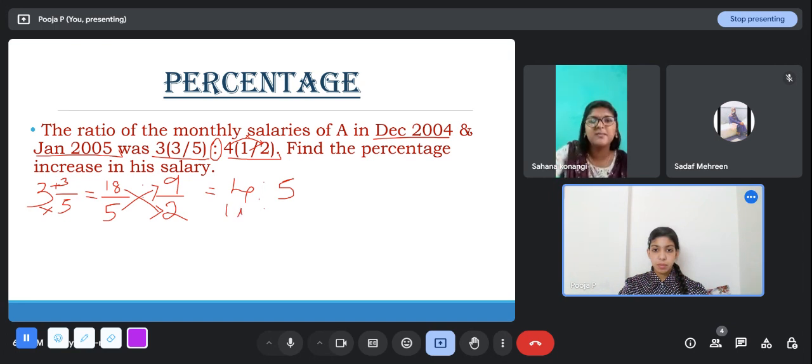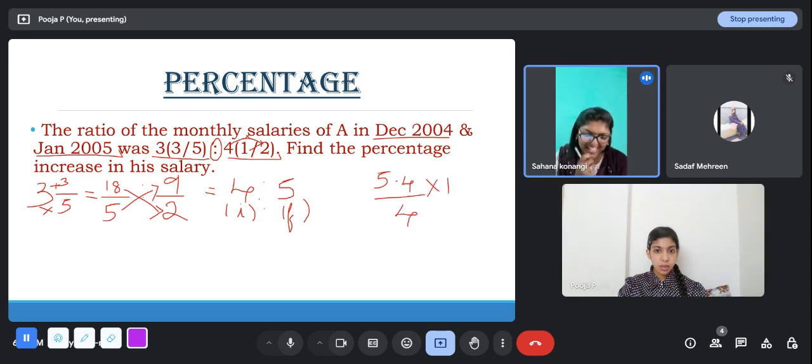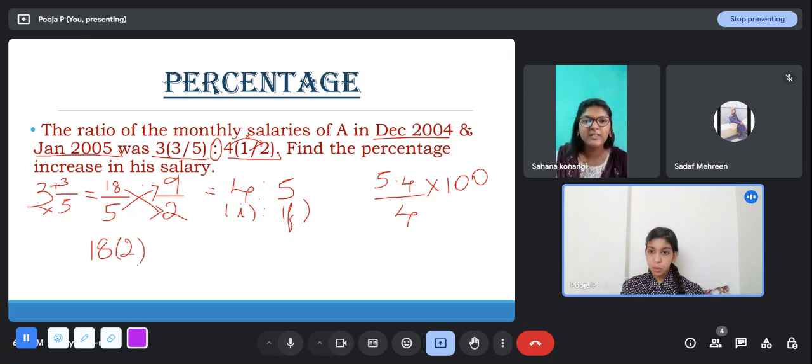So final minus initial divided by initial will give you the percentage increase, into 100. Come on, it is very simple. Ma'am, I am stuck here only. I got 36 is to 45, right? Yes. Further simplification, how, ma'am? I got 4 by 5. How? One second. You have 18 into 2 and you have 9 into 5.